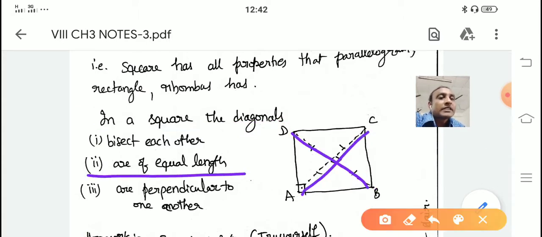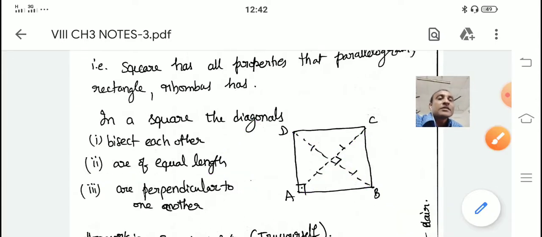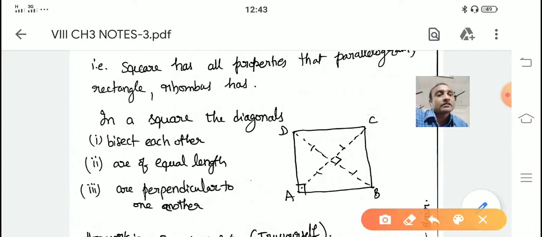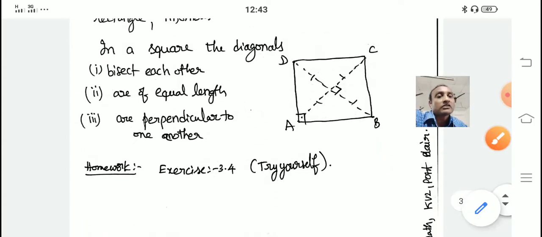AC is equal to BD, that is the rectangle property. Bisecting each other is the parallelogram property. Perpendicular to one another is the rhombus property. So that means a square will have all the properties that a parallelogram has, a rhombus has, and a rectangle has. So the square will have all the properties, right. Hope you understand about the square also.